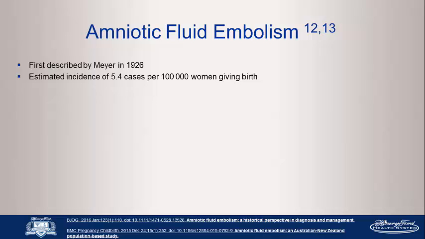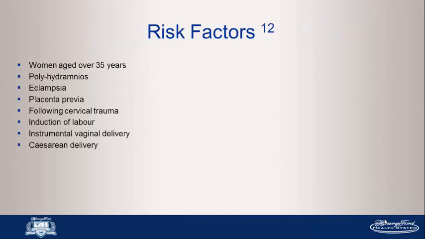Now, amniotic fluid embolism. This was described early, in 1920, by Dr. Meyer. It's very rare. The incidence is about 5 cases per 100,000 women giving birth. Risk factors: women aged over 35 years old who are pregnant. They have polyhydramnios, eclampsia, placenta previa, following cervical trauma, induction of labor, instrumental vaginal delivery, and cesarean delivery.